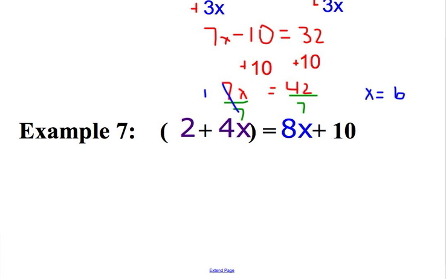Same here with example 7. It doesn't matter that my 2 plus my 4x is inside parentheses. I'm just going to bring it down.